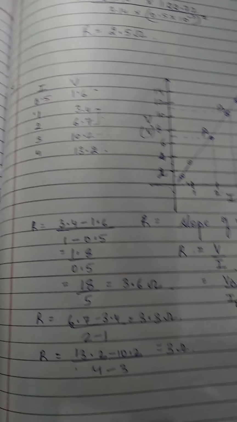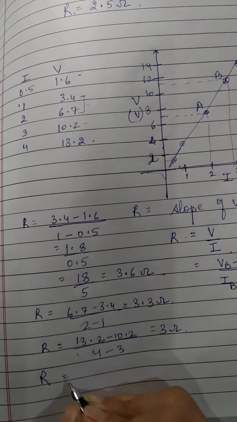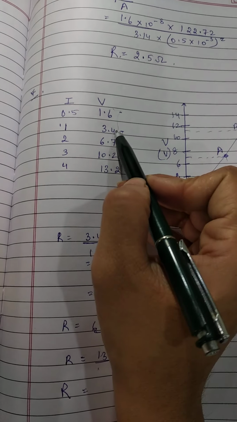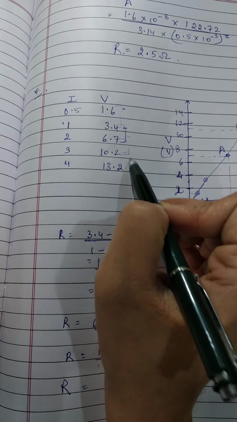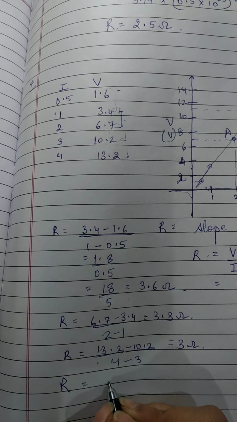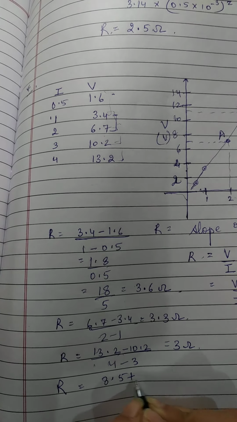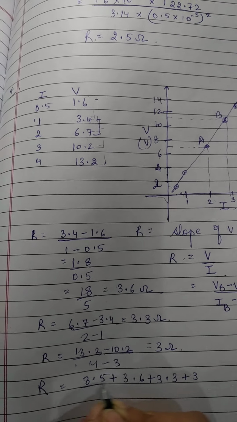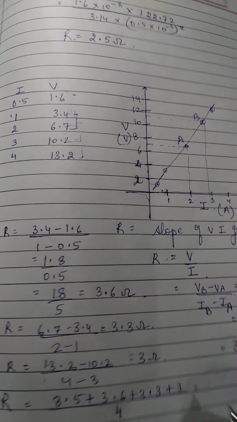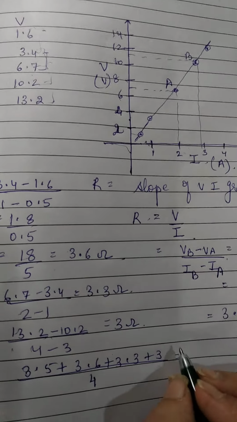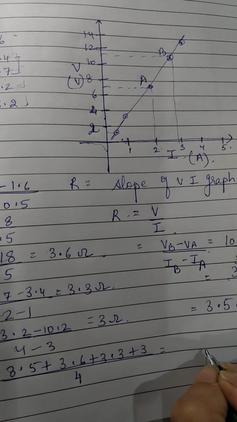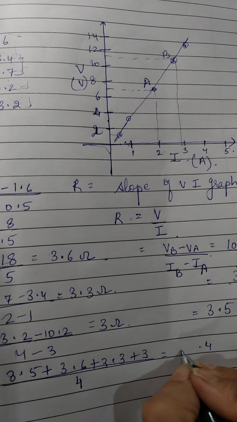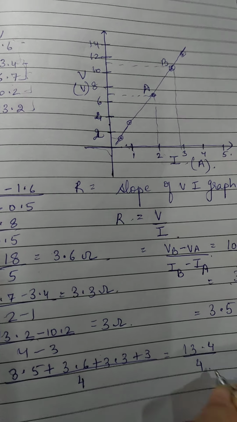So we can find out the mean of these values. How many values are there? We have calculated 4 values. One for this, 2 for this, third for this, and fourth for this. So this is 3.5 plus 3.6 plus 3.3 plus 3 divided by 4, which will give us the approximate value. So this is 13.4 divided by 4.